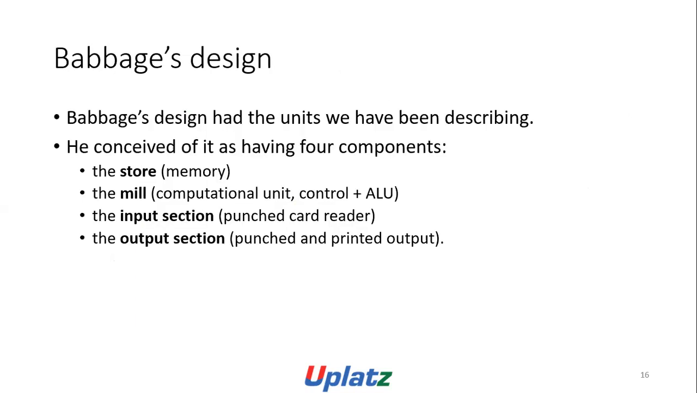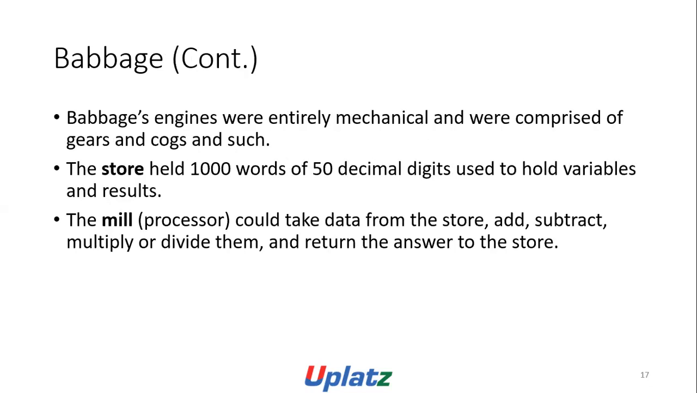Babbage designed the units we have been describing. He conceived of it as having four components: the store (memory), the mill (computation unit), control, and the input section (punched card reader), and the output section (punched and printout). Babbage's engines were entirely mechanical and comprised of gears and cogs and such. The store held 1,000 words of 50 decimal digits used to hold variables and results.